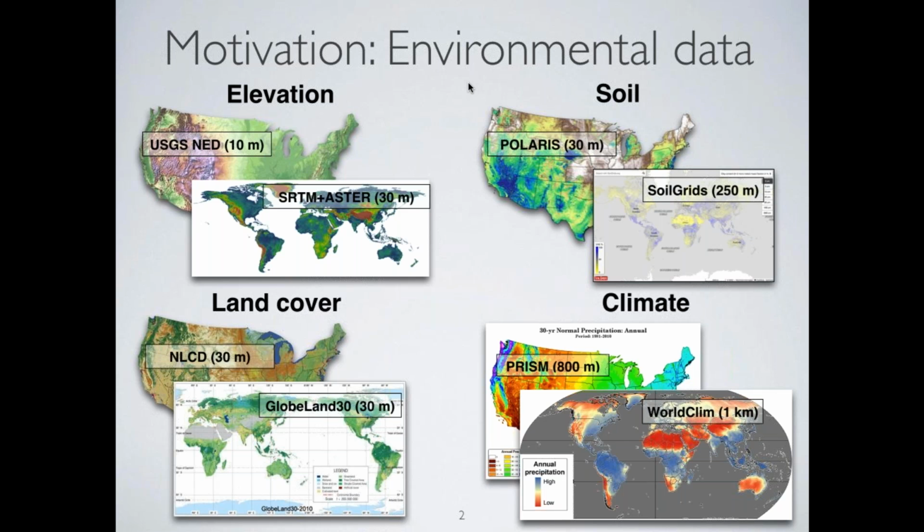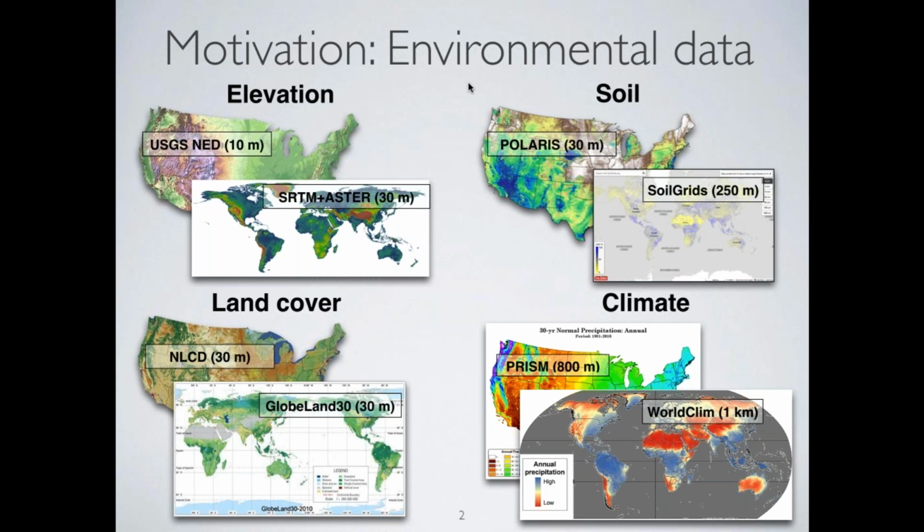So for elevation, we have over the US, the USGS National Elevation Data Set at 10 meters. We have SRTM plus ASTER at 30 meters over the globe. For soils over the US, we have this Pelletier data set that I developed a couple years back.